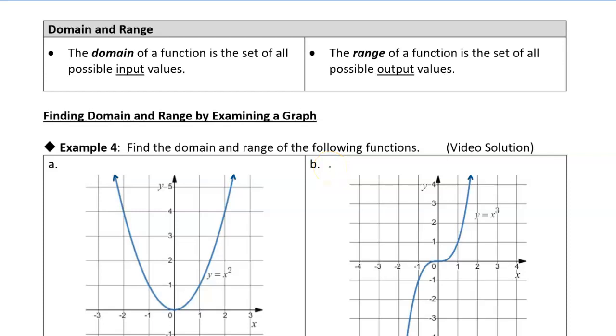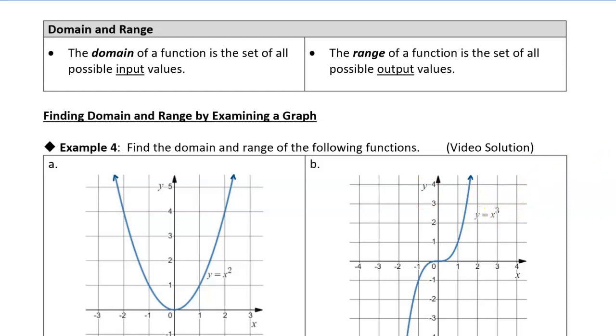All right, let's talk about domain and range. Domain is just the set of all the possible input values, so all the input values that are valid. And the range is just the set of all of the possible output values.